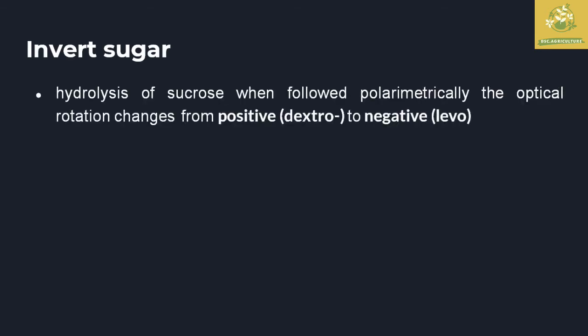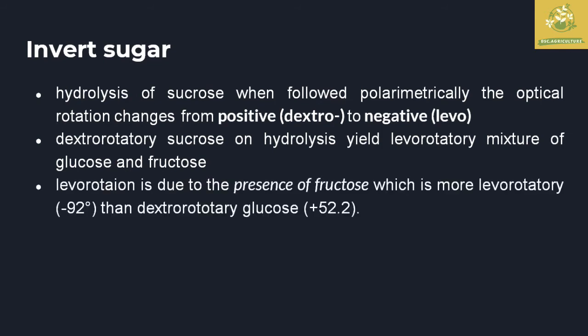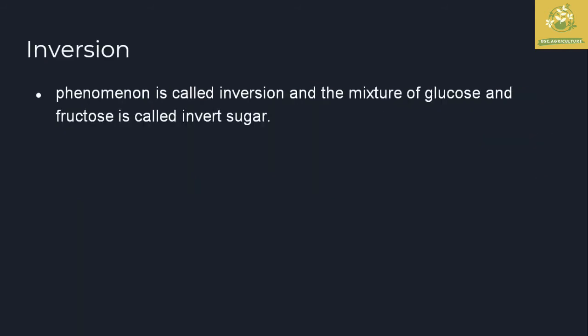So invert sugar is nothing but the hydrolysis of sucrose, where, when followed by polarimetry, the optical rotation changes from positive dextro to negative levo. So dextro sucrose on hydrolysis yields a levorotatory mixture of glucose and fructose. The levorotation is due to the presence of fructose, which is more levorotatory than dextrorotatory glucose. The phenomenon of inversion gives a mixture of glucose and fructose, which is called invert sugar.